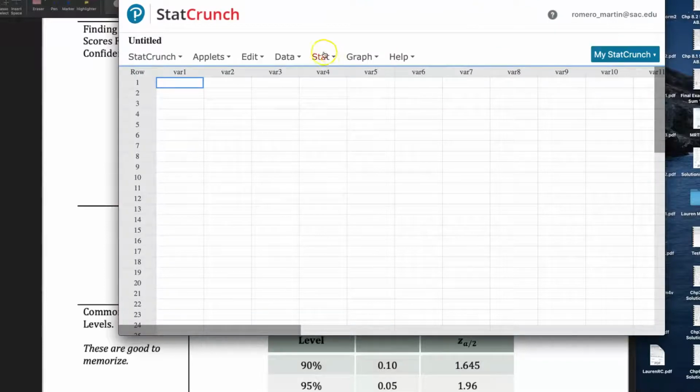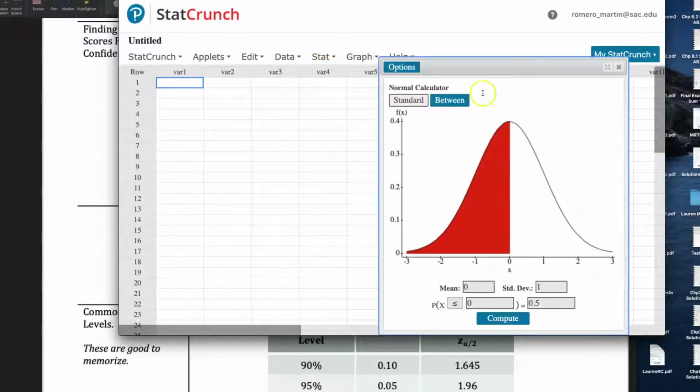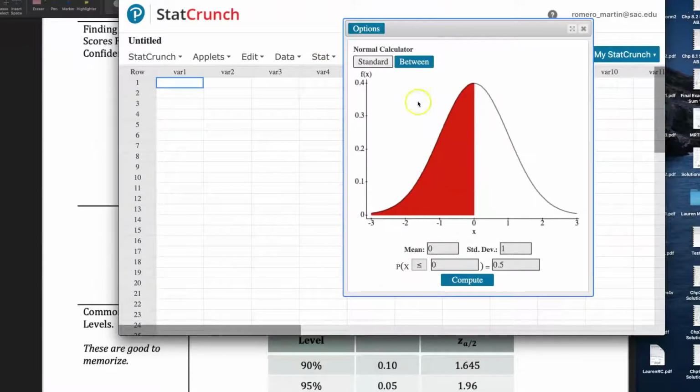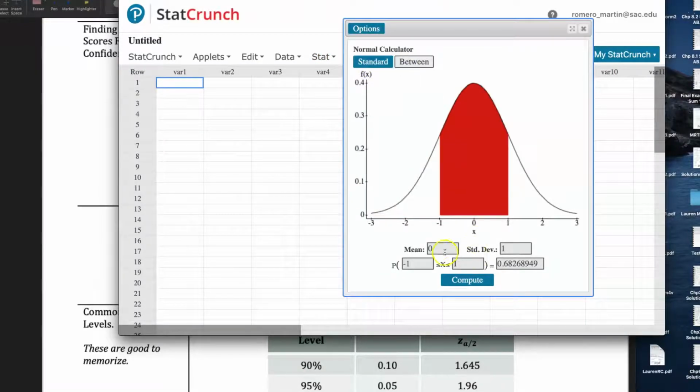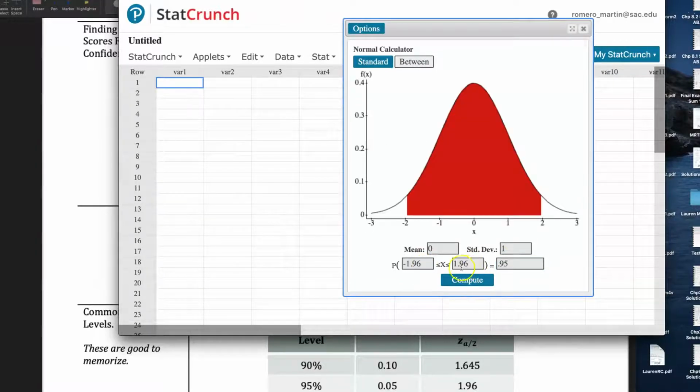Using StatCrunch here, Stat, Calculators, Normal. And in this case here, we would want the between and that critical z. So we're looking at 0 and 1. And so what you're going to put here is 0.95 in between. And so you'll see I get the negative 1.96 to 1.96. So that's how we calculate that critical value. And then we use the positive one, the right tail we use to do that.